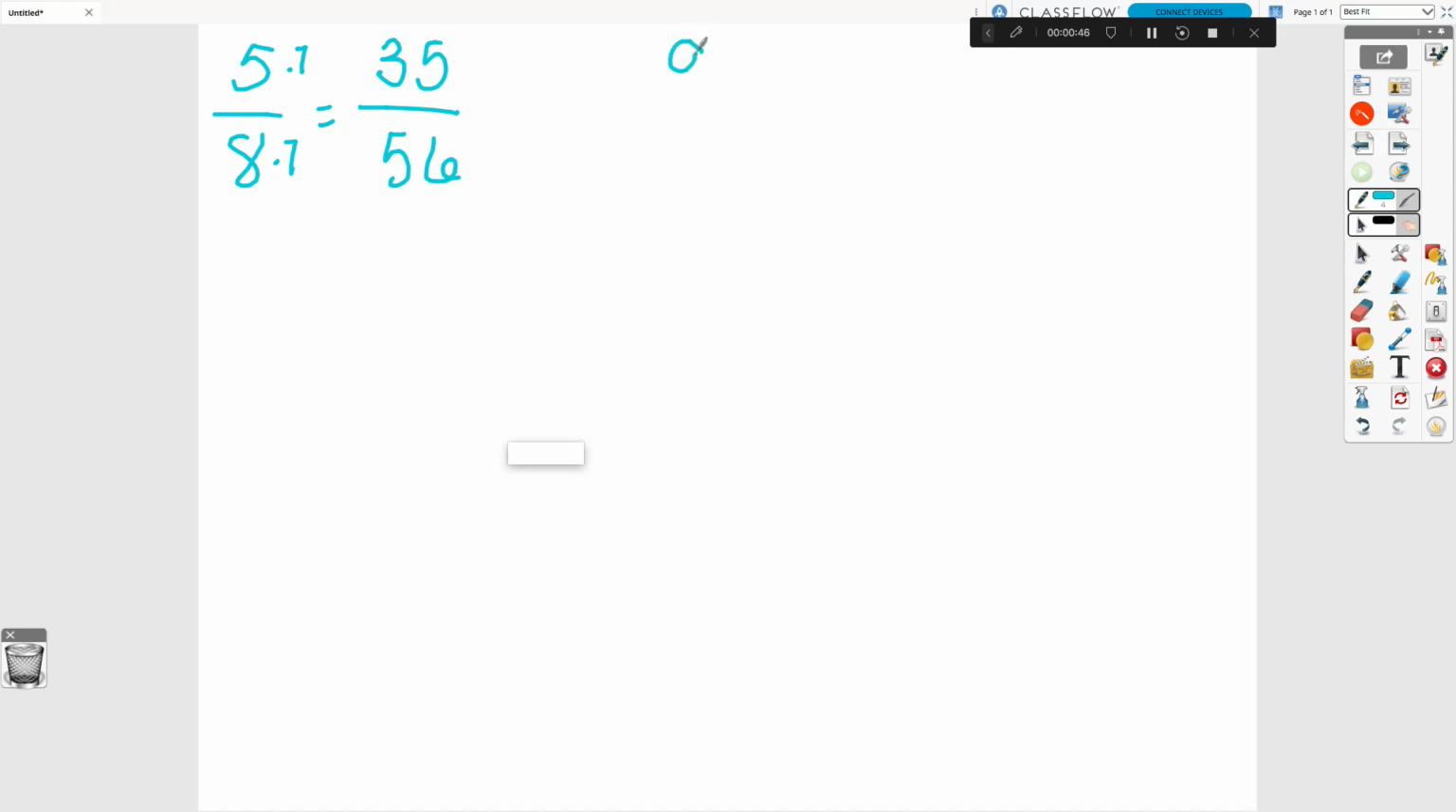Next, I have 9b over 4 equals something over 20. What do I multiply my bottom by to get to 20? 5. So I also multiply my top times that. What is 9b times 5? Anybody else besides Valeria know the answer? 45 what? B.